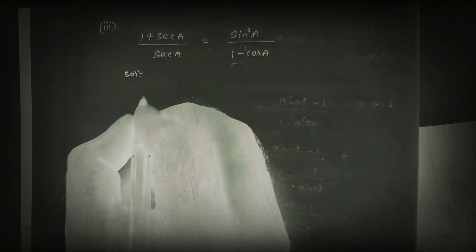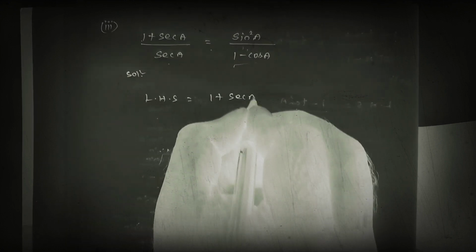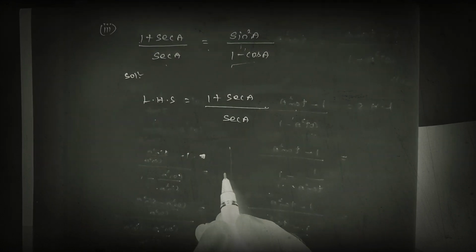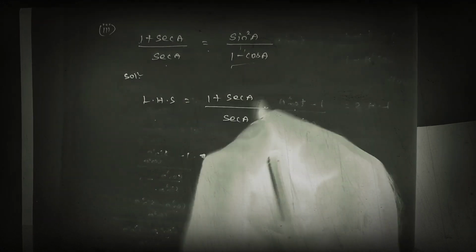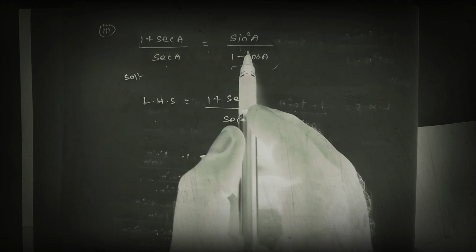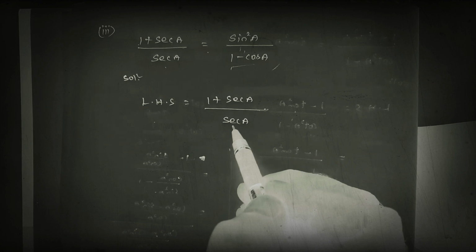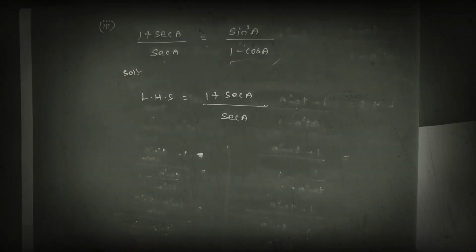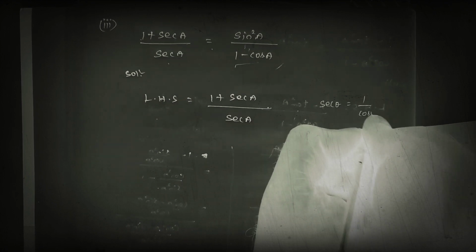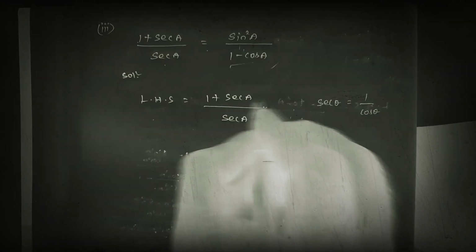See, I'm just taking the LHS here. So LHS is equal to, what is LHS? 1 plus sec A divided by sec A, right? In the RHS it is in the form of sin and cos, but the LHS is in the form of sec, so we can change sec in terms of cos. We know that sec theta is equal to 1 by cos theta. So we convert sec theta in terms of cos theta.